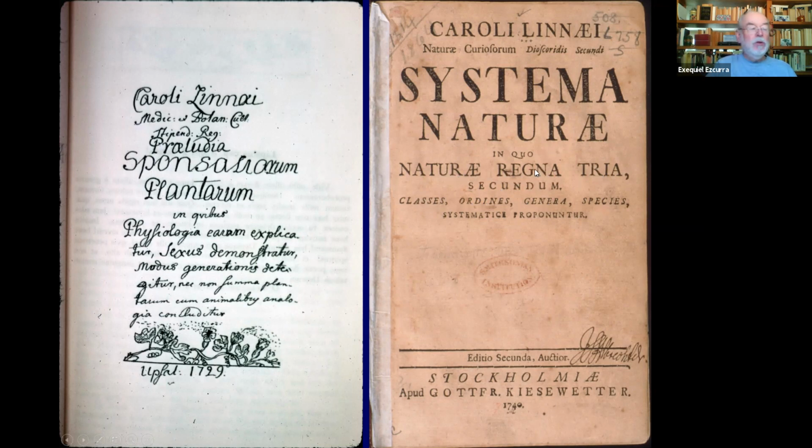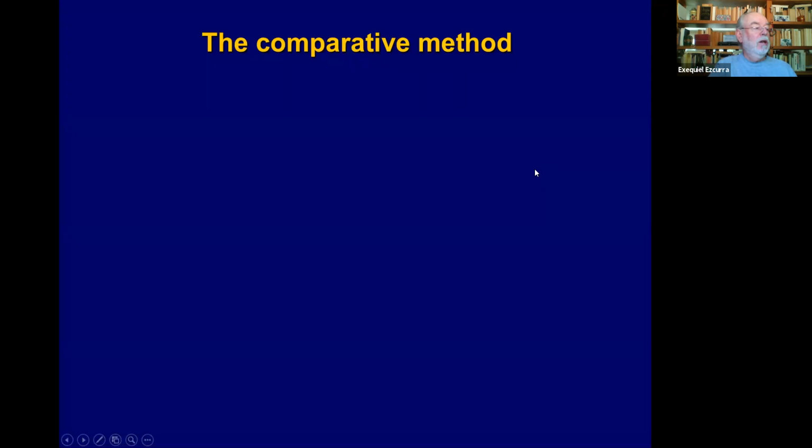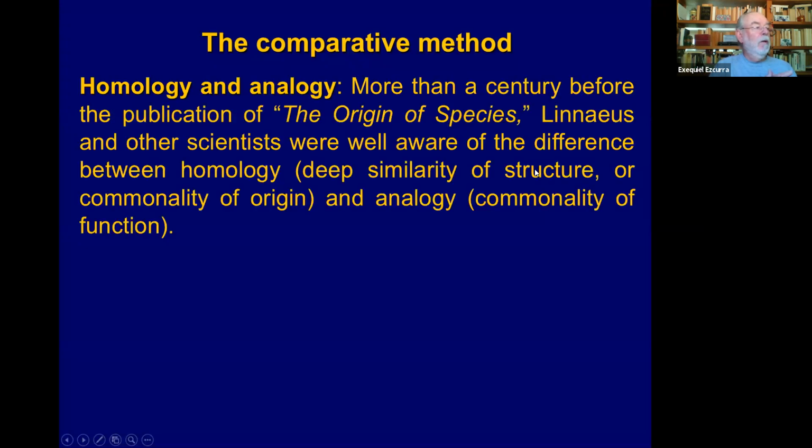The Systema Naturae had a huge impact in European thinking, basically because it was based on a new method. What Linnaeus started by looking at sexual parts in plants became known as a comparative method. And with a comparative method, Linnaeus was able to separate 2 things that he called homology and analogy. And I'll explain a little bit more what this means.